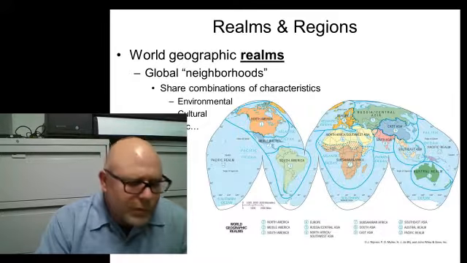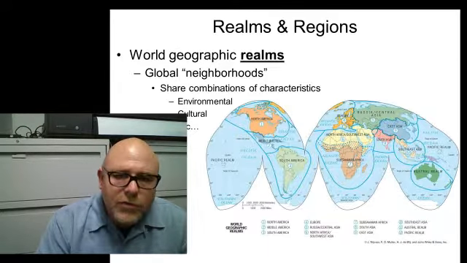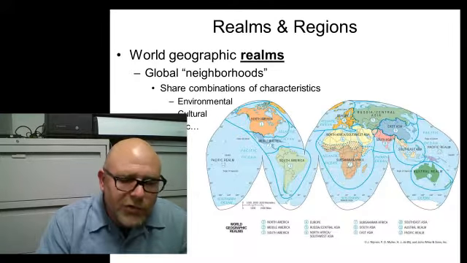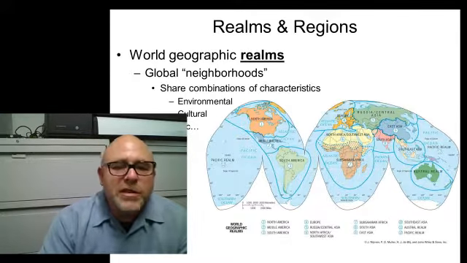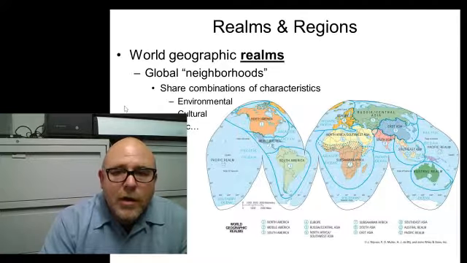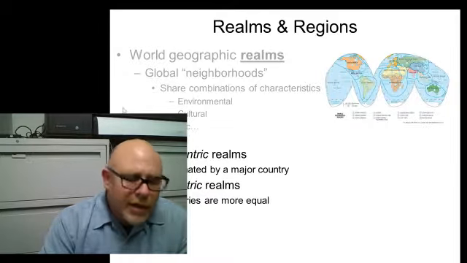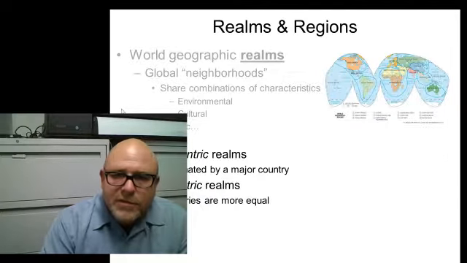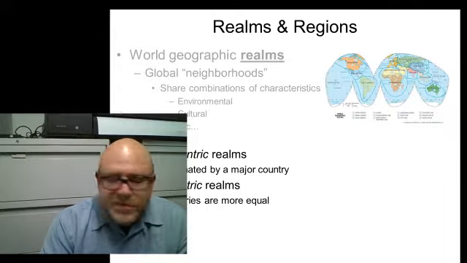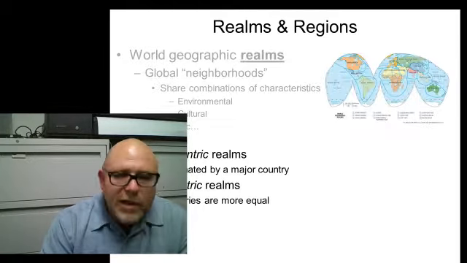Now, we're going to be studying different large regions of the world, and these large regions, our book is calling them realms, and these are essentially global neighborhoods or large areas of the world that share something in common. Some are going to be dominated by a single country, and we call those monocentric regions, and some have a collection of different countries, and we call those polycentric regions.